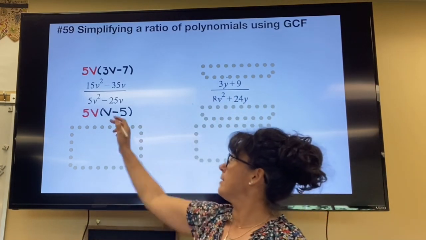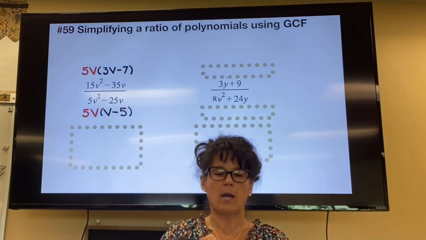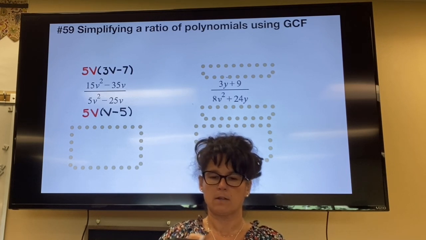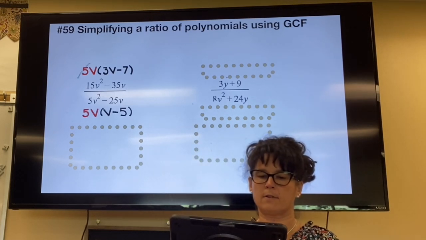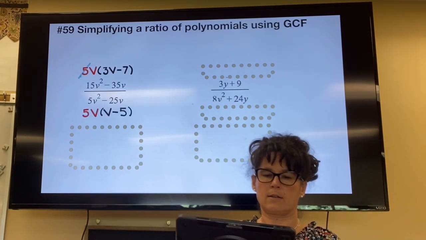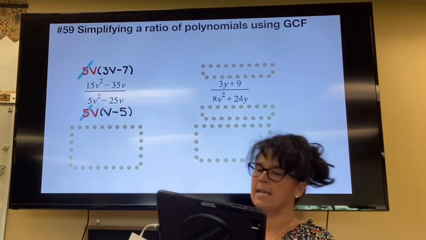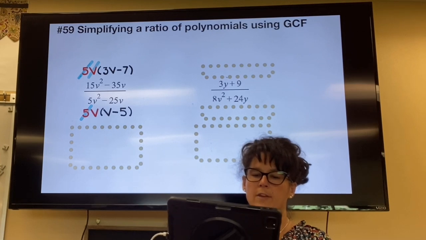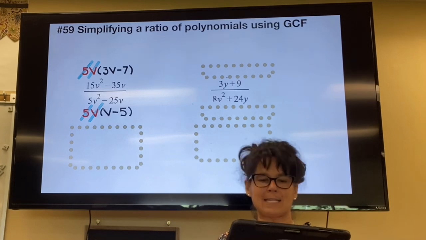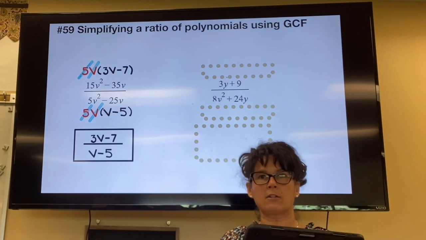Now that we've rewritten this as a multiplication problem, we're ready to start canceling things. So I'm going to be able to cancel this 5. Let me make that a little bit bigger. Okay, this 5 with this 5. I can cancel this v with this v. So the only thing left over in the numerator is 3v minus 7, and in the denominator v minus 5. So there we have our answer.